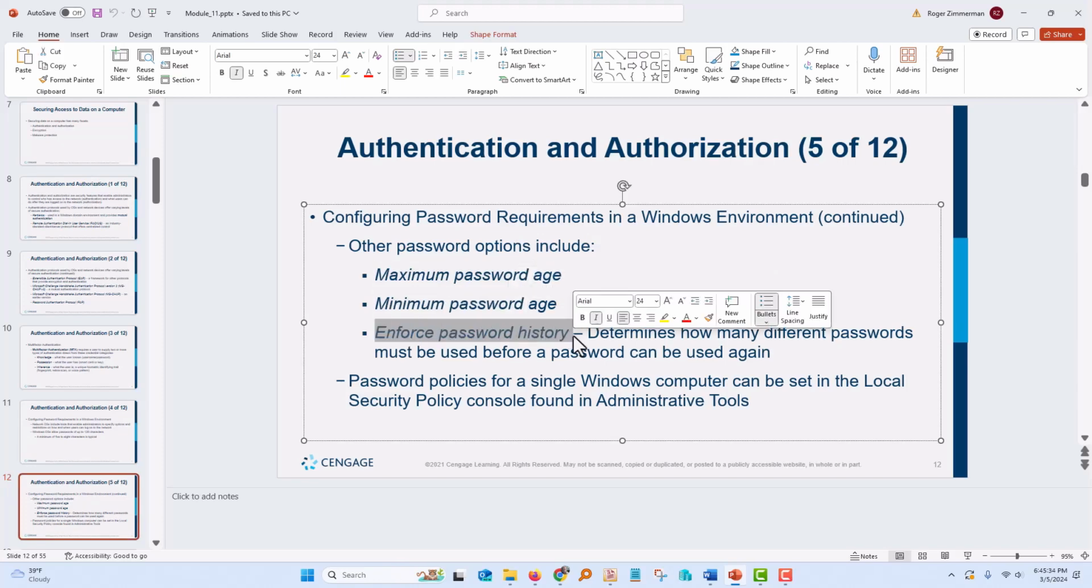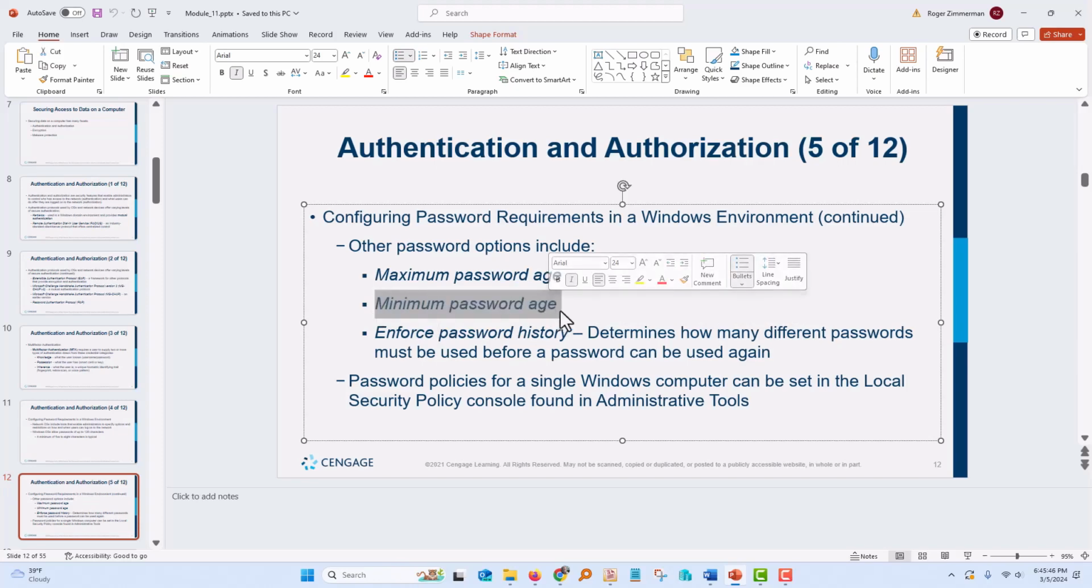In other words, how many passwords do you have to use before you can reuse one again? Now, one of these sounds a little bit funny. Minimum password age. In other words, how long do I have to keep a password before I can change it again? Well, why shouldn't I be able to change a password immediately? Well, there's a reason for that, and that is this one, the password history.